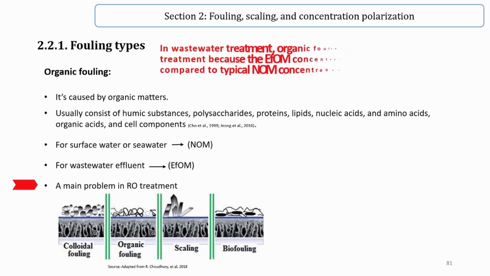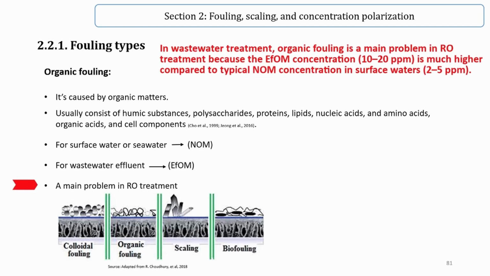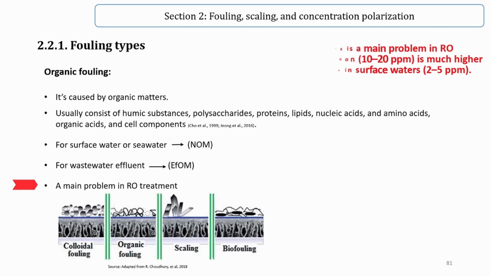In wastewater treatment, organic fouling is a main problem in reverse osmosis treatment because the effluent organic matter concentration, between 10 to 20 ppm, is much higher compared to the typical natural organic matter concentration in surface waters, between 2 to 5 ppm.